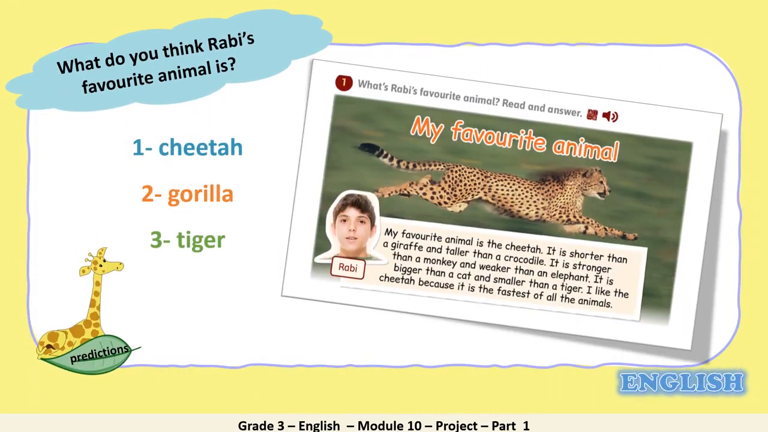Going back to our predictions about Rabia's favorite animal, did you find out the correct answer? Yes, it's the cheetah. You can find it in the first line in the text. My favorite animal is the cheetah. Great job, everyone!